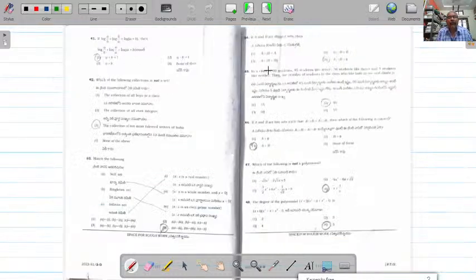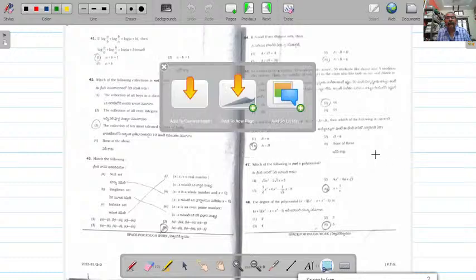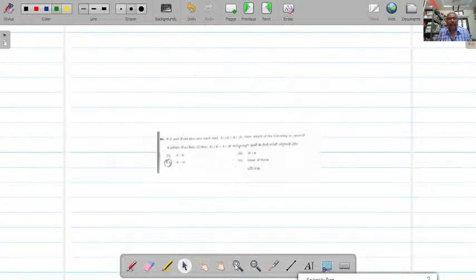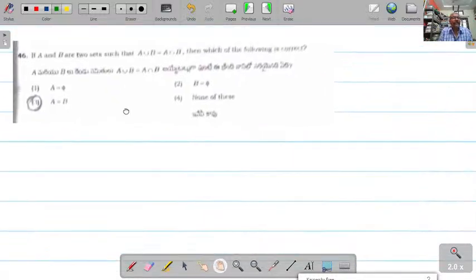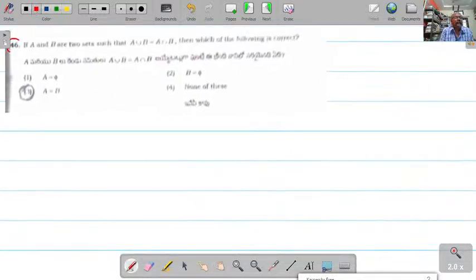So let us move to 46th question. We shall have a discussion on the 46th question. Right, very interesting question. See, obviously it's concept based.